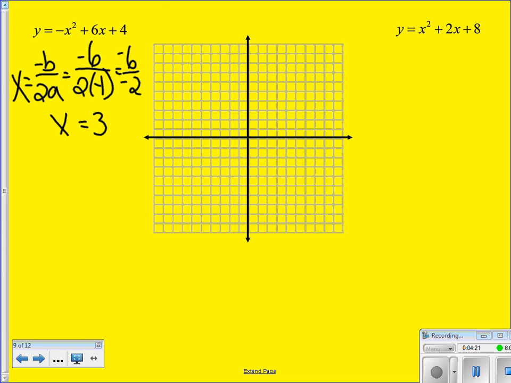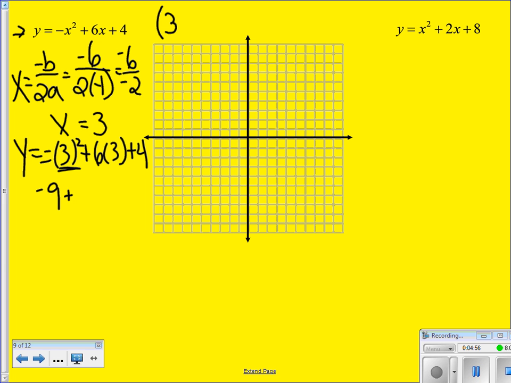So I'm going to start putting my vertex up here. I know my vertex is at 3 for x. Now I need to figure out where it is for y. Well, I know y is equal to this equation up here, so wherever I see an x, I plug in that 3. So I get the opposite of 3 squared plus 6 times 3 plus 4. Now I'm going to simplify that. Here's that case where we're taking a number, squaring it, then making it negative. 3 squared is 9, and it's negative, so we do minus 9. 6 times 3 is 18. Then we're adding 4.